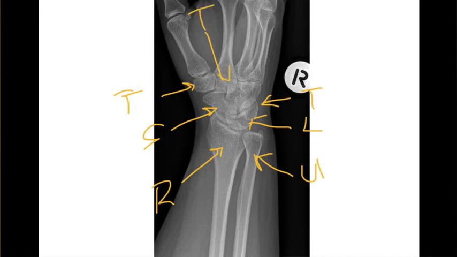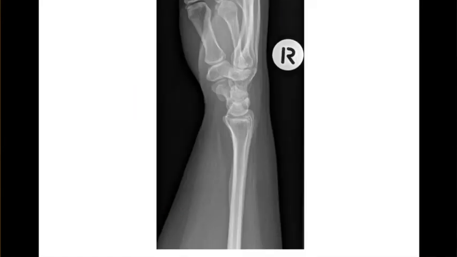And then here you have the trapezoid. And then you can see this big blob, which essentially is the capitate. The hamate is hidden as well here in this oblique view. So we'll move on to the lateral view. And we'll label again, just so we're clear with what we're seeing.